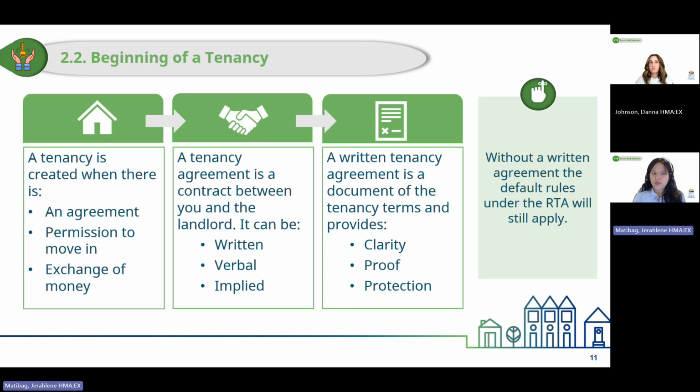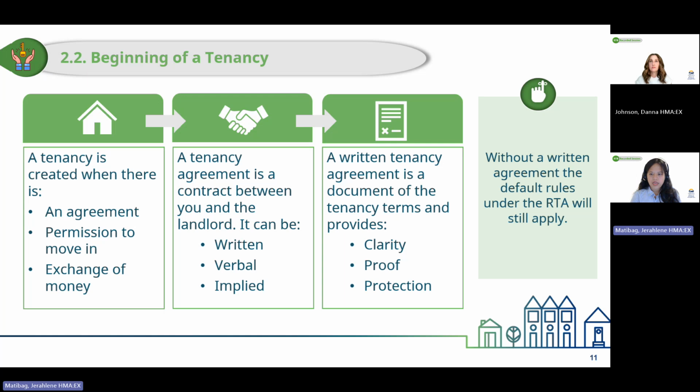Okay, so now that we're done with screening, let's talk about when a tenancy actually begins. A tenancy is created when three things happen. First is when you and the landlord agree that you can rent the place. Second is when you're allowed to move in. For example, they gave you the keys or you have agreed to a specific date of moving in. And then third, there's an exchange of money, either through a deposit if you pay a deposit or through a rent if you pay a rent.